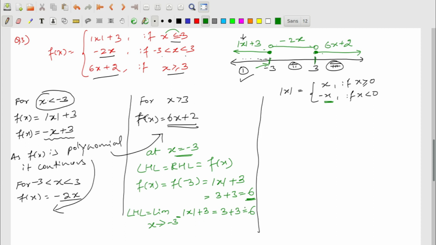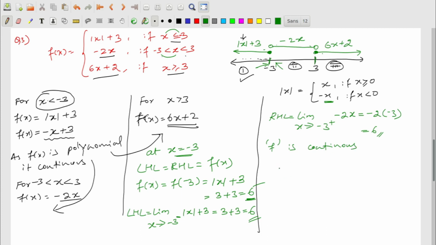That is our LHL. Now we need to find the RHL. What is RHL? Limit x tends to minus 3 plus, from this side. So what is minus 3 plus? Greater than minus 3. If x is greater than minus 3, then the function is minus 2x, and x is again minus 3 here, so it is equal to 6. So now you can see 6, 6, and 6: LHL, RHL, and f of x, all three are the same. f is continuous.